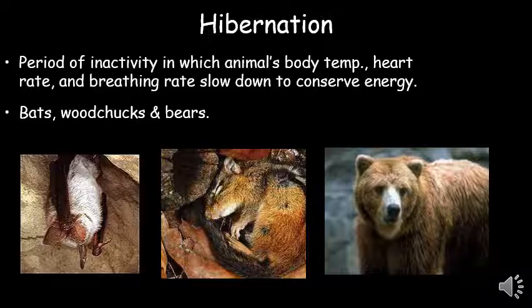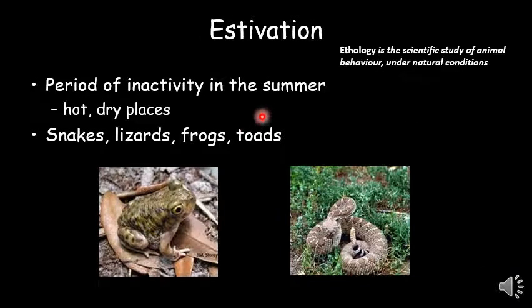And estivation: birds, woodchucks, bats, amphibians, and snakes, during summertime, it will be very hard for them to go and get food. To conserve their energy, they'll simply be in a dormant stage, which means they'll be in an inactive stage, which helps them to conserve energy.